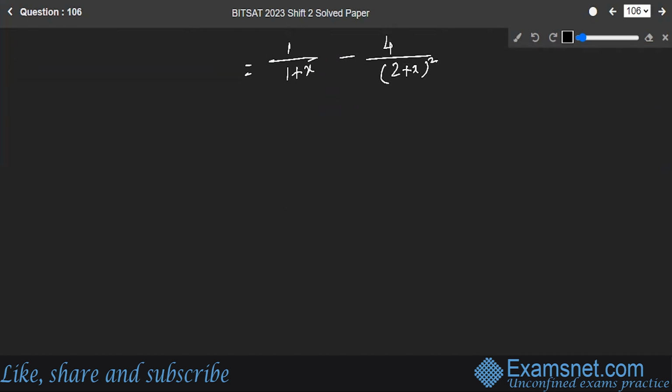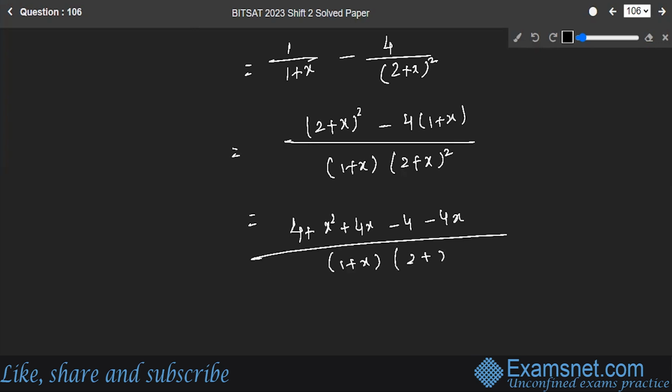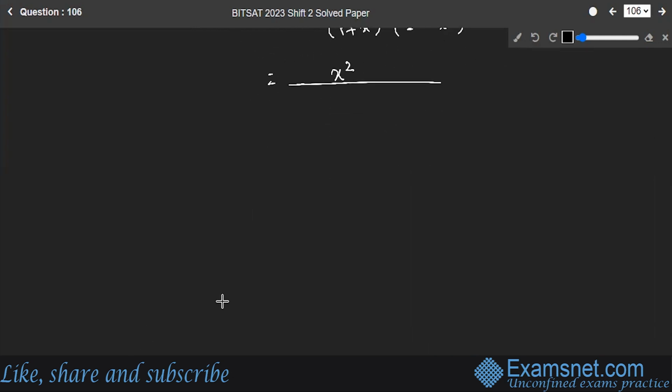Let's solve it further. 1 plus x into (2 + x) whole square. This will be (2 + x) whole square minus 4 into (1 + x). Opening it up, you will have 4 plus x square plus 4x minus 4 minus 4x upon (1 + x) into (2 + x) square. These terms will cancel, and you will have x square upon (1 + x)(2 + x) whole square.